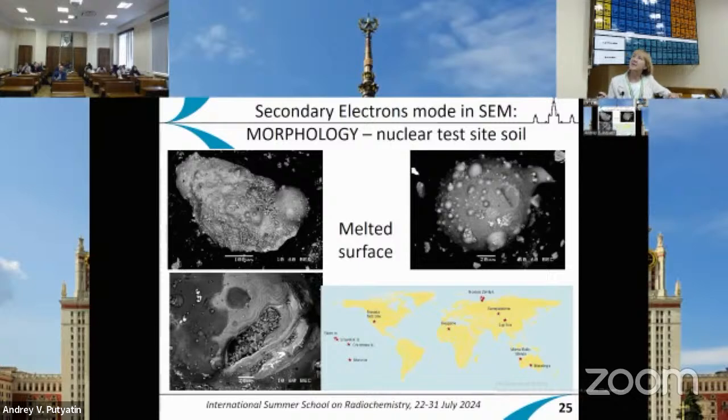Here is the example of nuclear test site soil, which contains melted particles of this sand. It has the same elemental composition as the sand. There are no heavy metals here in big quantity, but the surface is just different from other particles from an accident, for instance. So it is a melted surface with some bubbles on it.